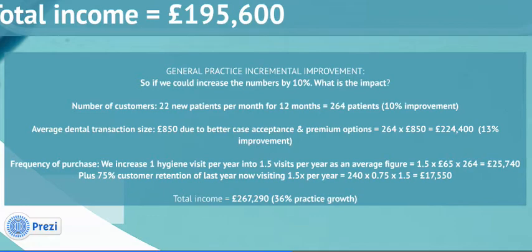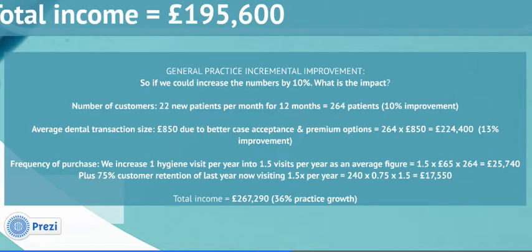Now let's say we improved that. If we could increase the numbers by 10%, what's the impact? So now instead of 20 new patients, we have 22 new patients. That's 264 new patients for the year. For the average transaction size, let's just say it's £850 now due to better case acceptance and premium options that you introduced, which gives you a total revenue of £224,400, which is a 13% improvement.